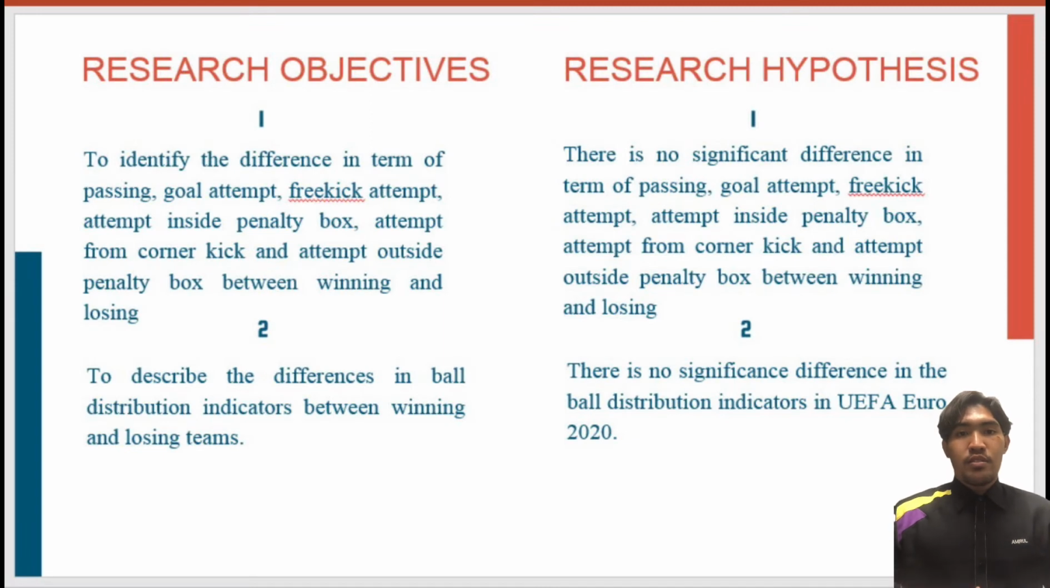Next, we move to the research objective and hypothesis. There are two objectives for the research. First is to identify the difference in terms of passing, goal attempt, free kick attempt, attempt inside penalty box, attempt from corner kick, and attempt outside penalty box between winning and losing team. Second is to describe the difference in ball distribution indicator between winning and losing team.